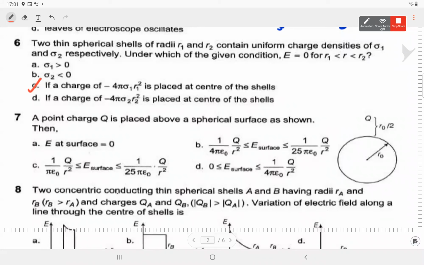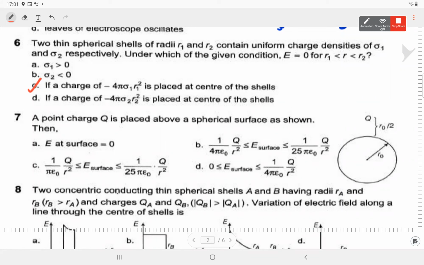No, not necessarily. Why will it be 0? It will be kq by r square. At every point there will be some field. So will it be option C? Option C. Yes, option C. Very nice. How did you figure out so fast? Because I solved it an hour ago. You solved it? An hour ago.